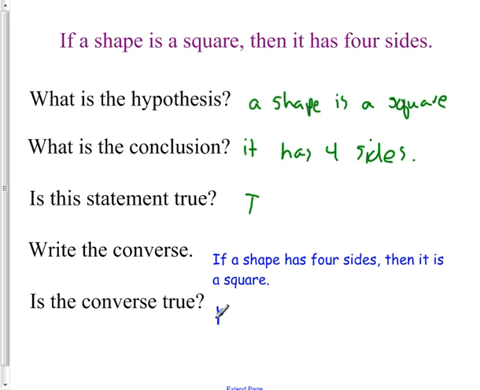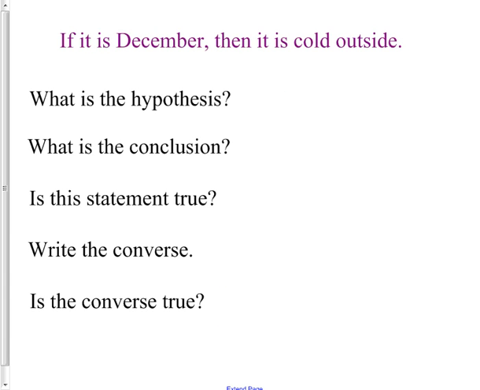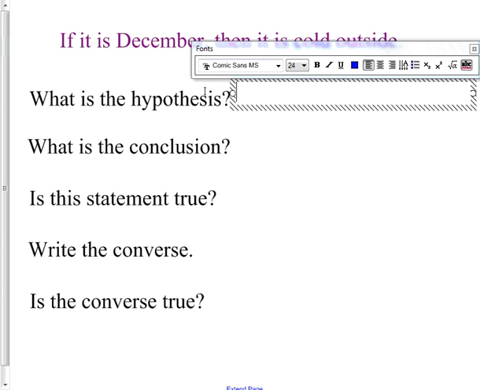And why is it false? Well, there are a lot of other four-sided shapes. There's a rectangle, there's a rhombus, there's a parallelogram, trapezoid. There are other types of four-sided shapes that are not squares. So it would be false. All right. So let's look at this then. There's one more statement here. It says, if it is December, then it is cold outside. And let's type this in again. So what's the hypothesis? It is December.